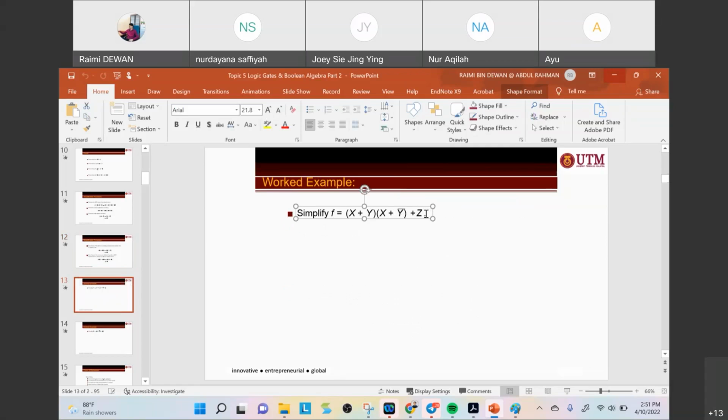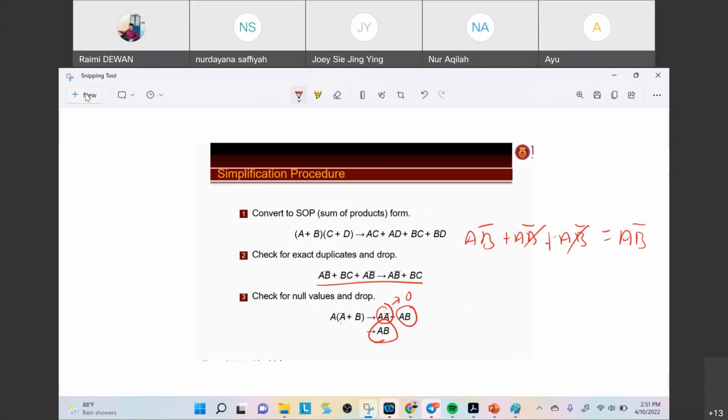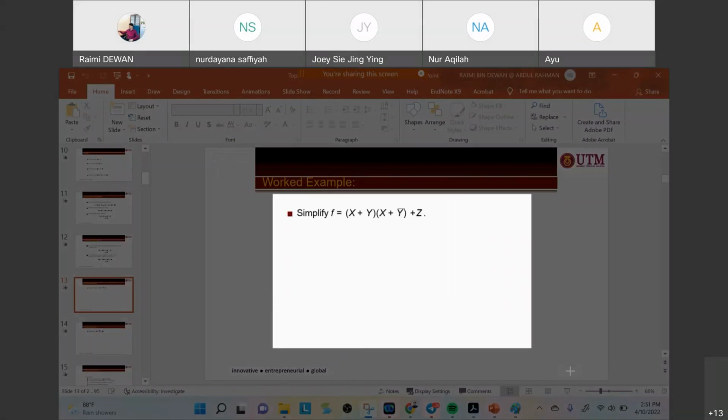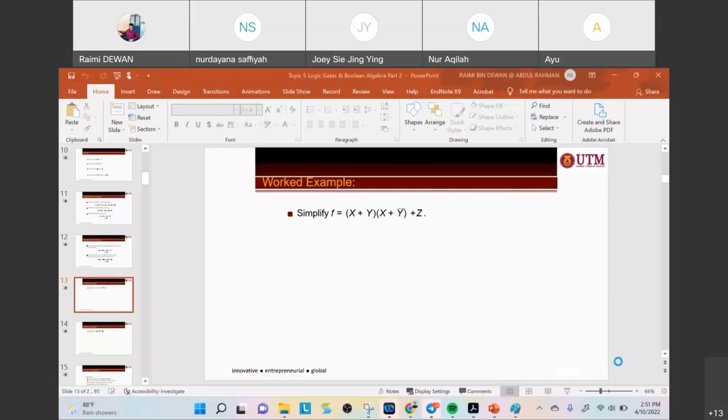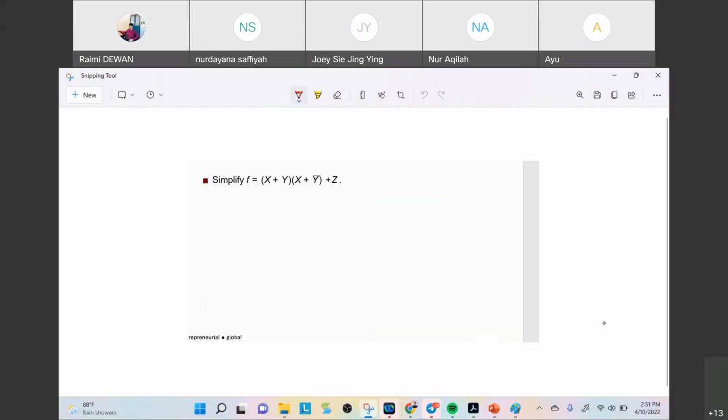This one you can try at home. Okay, simplify. First you extend. Am I going to try this with my not so good mind right now? Okay, so this one you just extend xx plus xy bar plus yx plus y bar plus z.